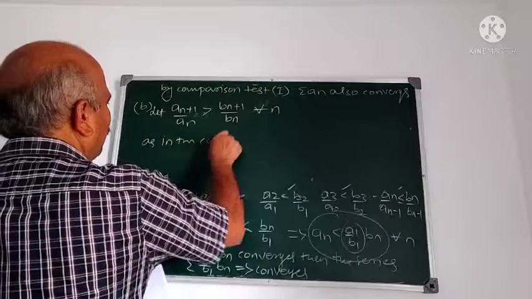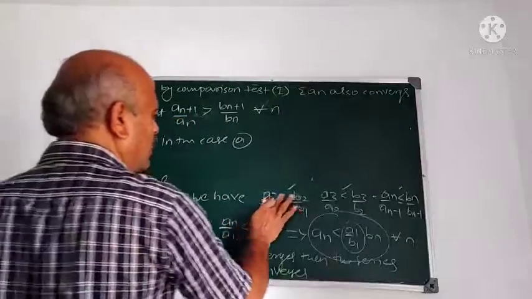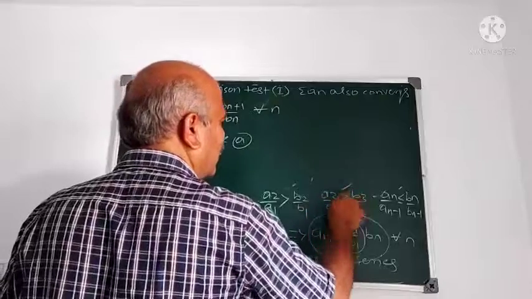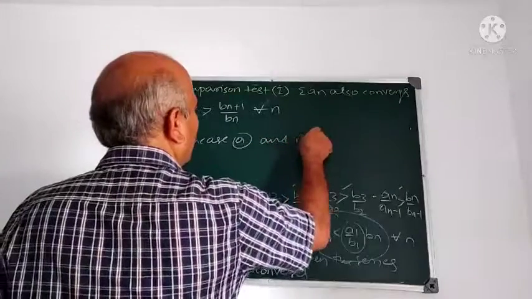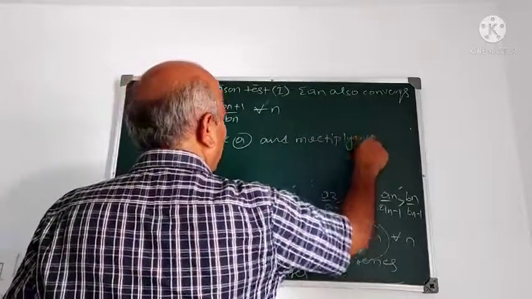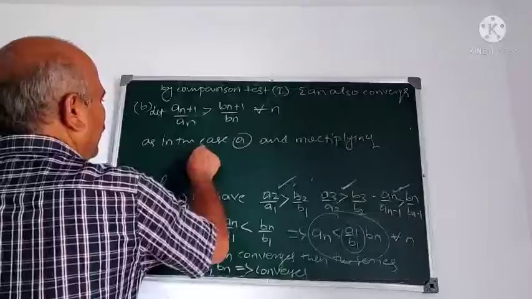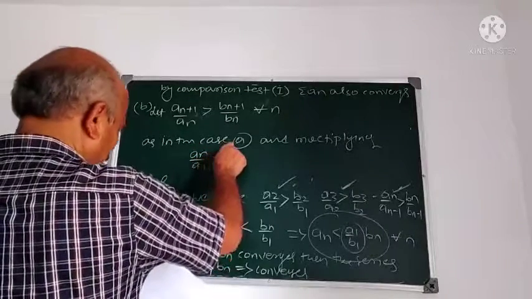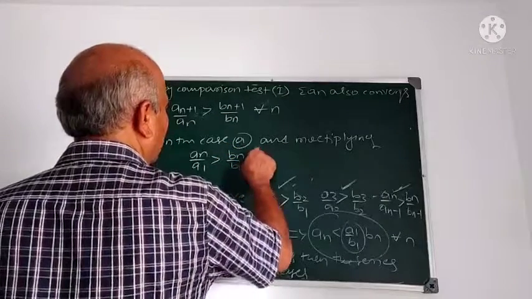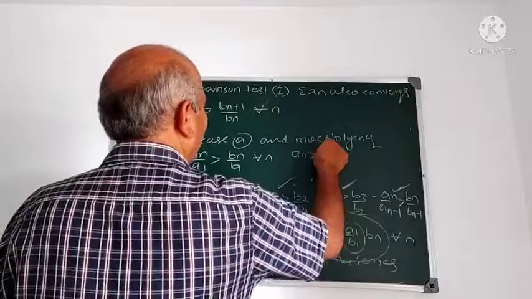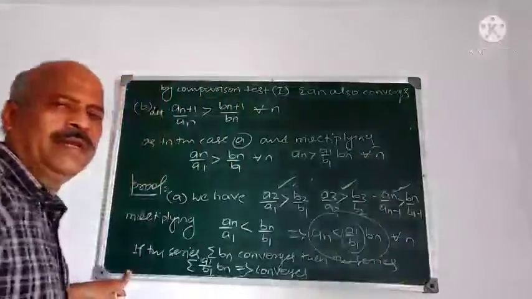As in case A, we take A2 by A1 is greater than B2 by B1, and multiplying this, now greater than here, so multiplying, what do you get? An upon A1 is greater than Bn upon B1. This is for all n. Therefore, An is greater than A1 by B1 Bn, for all n.